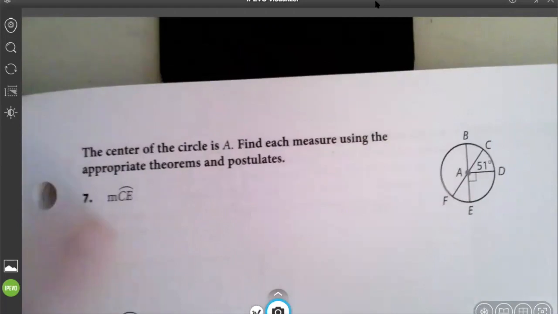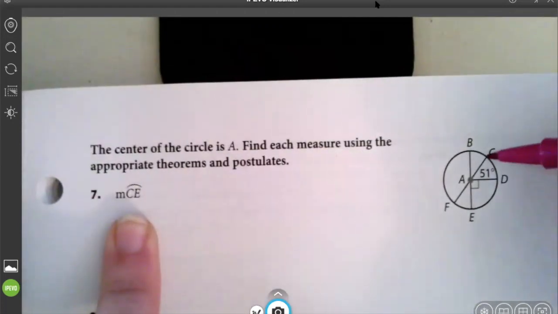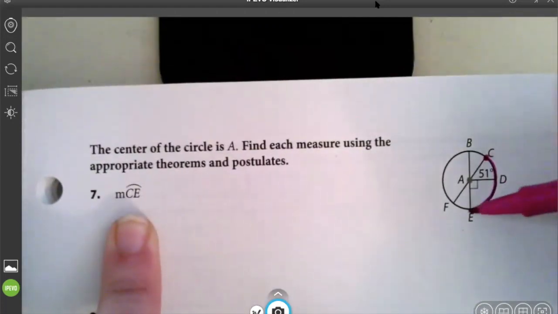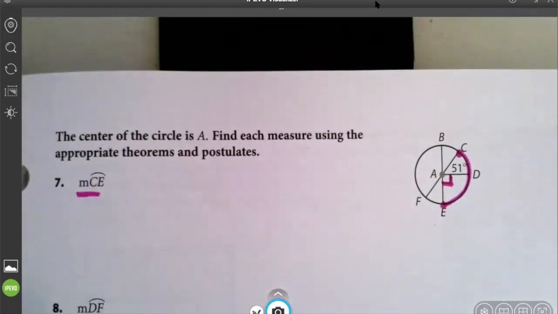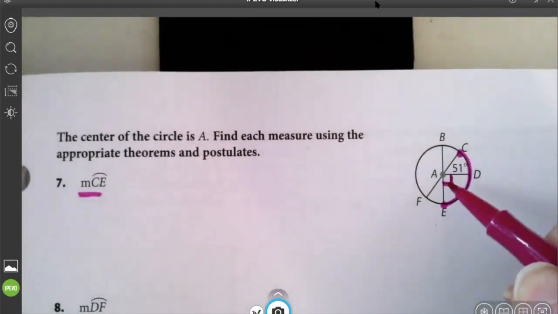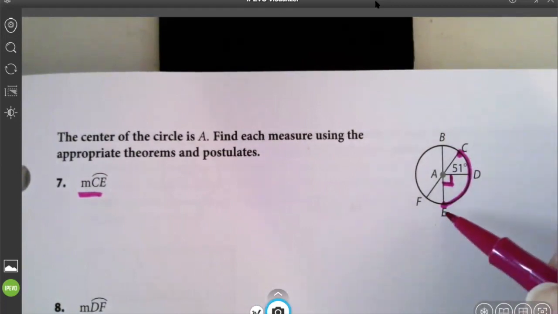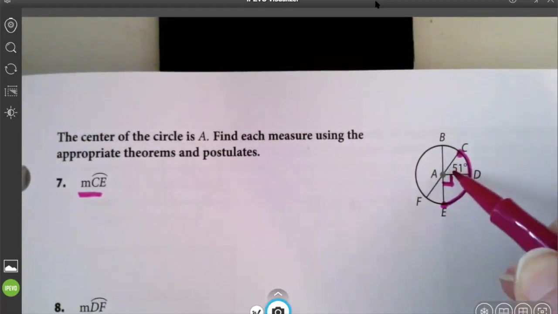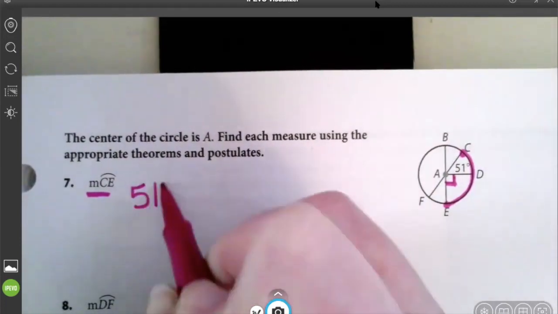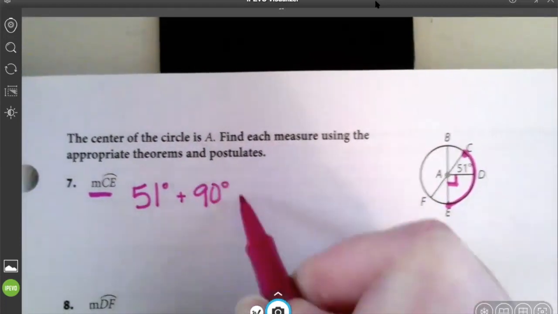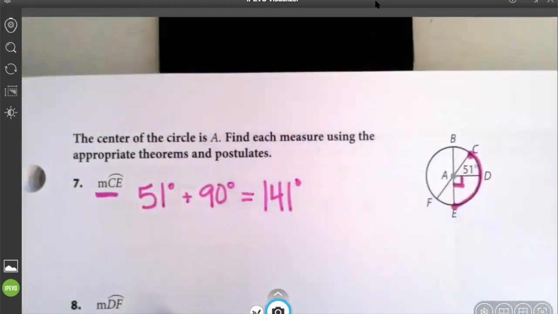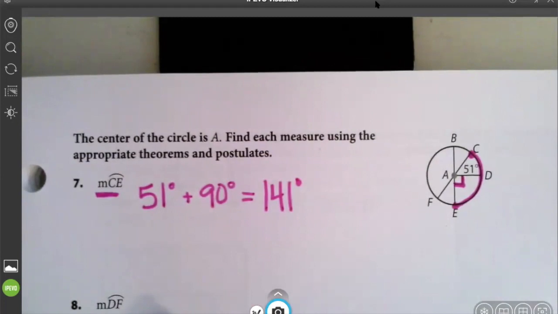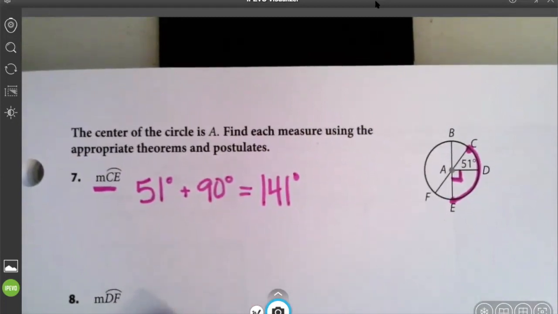So if we're trying to find CE, it's going to go from here down to there. Okay? So what are we going to do to find that total? Yep, you do. So the central angle in here is the same as the measure of the arc. And we know that the 2 angles measure 51 degrees and 90 degrees. So we're going to take 51 degrees and 90 degrees, and we're going to add them up, and that's going to be 141 degrees. And that's it. It's 141 degrees because the central angle is the same as the measure of the arc.